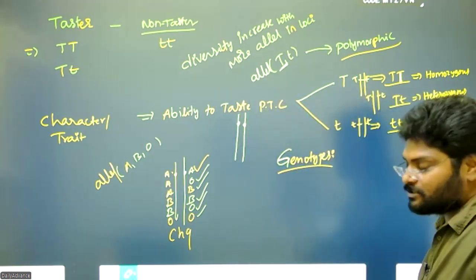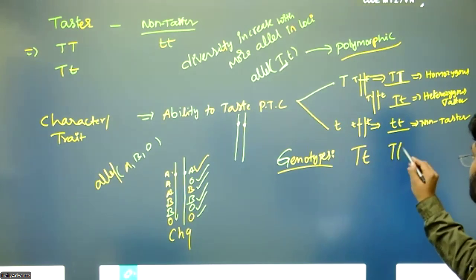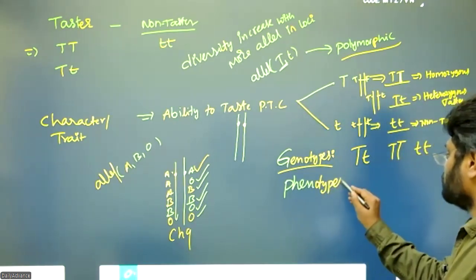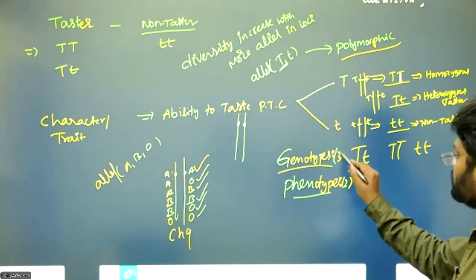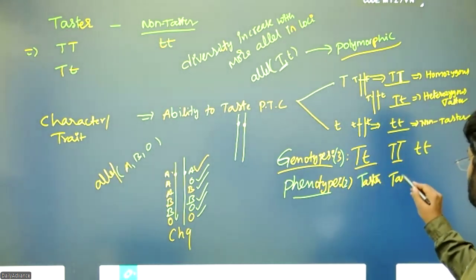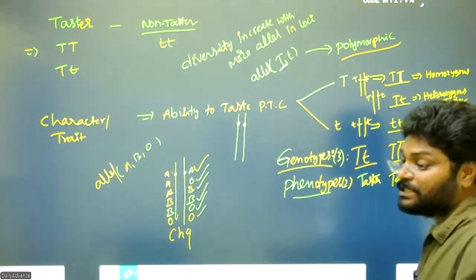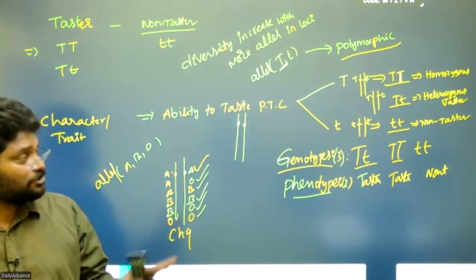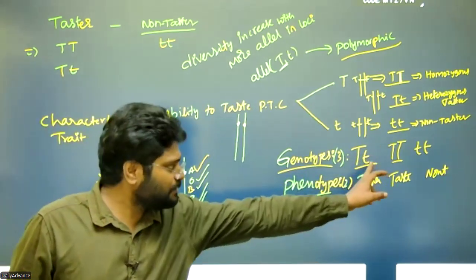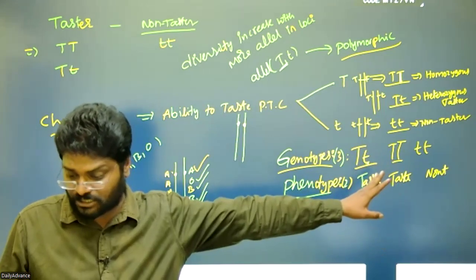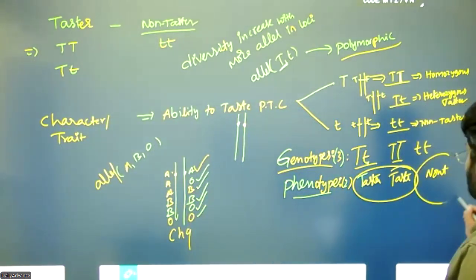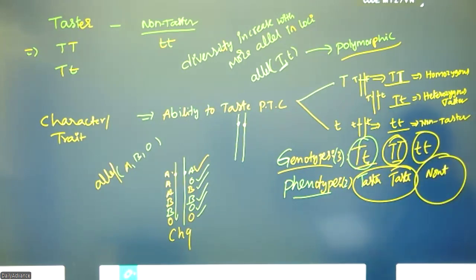For tasting ability, how many genotypes are there? Capital T capital T, capital T small t, small t small t. Three genotypes. How many phenotypes are there? Phenotypes are two only. So genotypes are three, phenotypes are two only. This person is a taster. This person is a taster. This person is a non-taster. So human populations are phenotypically two, taster and non-taster, but genotypically three. Even if it is heterozygous, the output is taster only. He is not a non-taster. Even if this is homozygous, the output is taster only. So phenotypically the population is categorized into taster and non-taster, and genotypically three types of genotypes are possible.